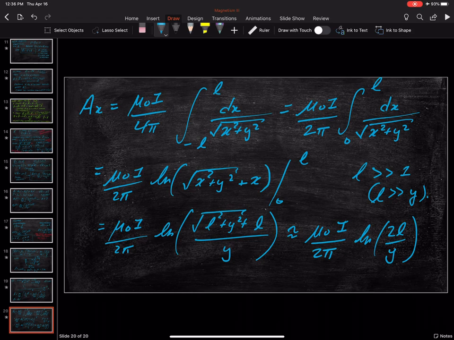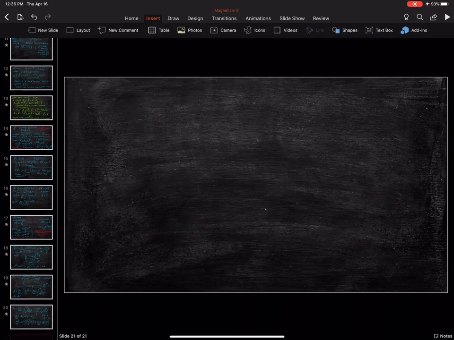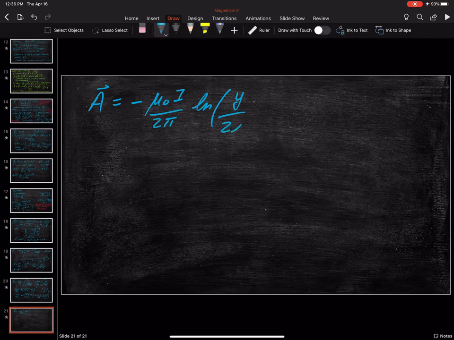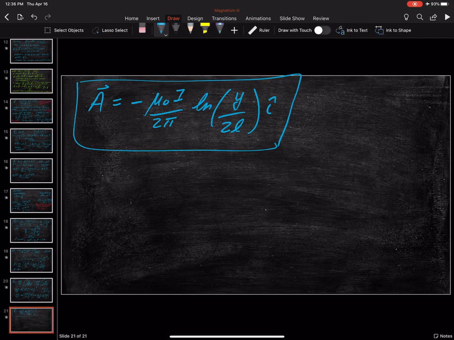Now you say L blows up. Yeah, but it turns out not to make a difference. Why? Because you can always add to A some additional constant. Let me write it. So my A, what's the answer? Minus, where the heck did the minus come from? You'll see. Minus mu naught I over 2 pi times the natural log of y over 2L, I hat. I put in a minus because I like the y in the numerator more than the denominator.